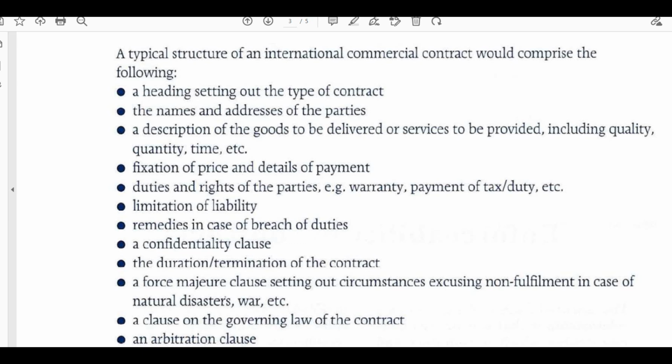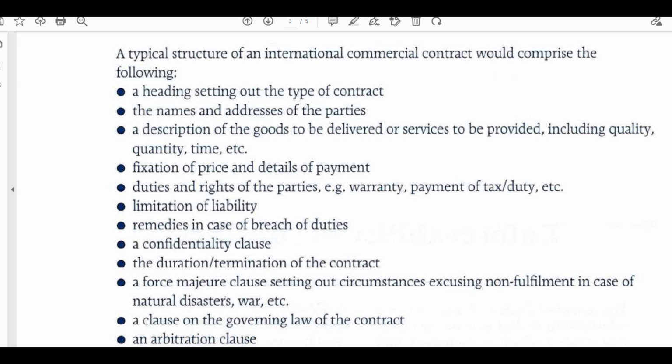Duties and rights of the parties, for example, warranty, payment of checks, duty, responsibilities, and so on. Limitation of liability. Remedies in case of breach of duties. A confidentiality clause. The duration of the contract and the termination of the contract. A force majeure clause setting out circumstances excusing non-fulfillment in case of natural disasters, wars, and so on.